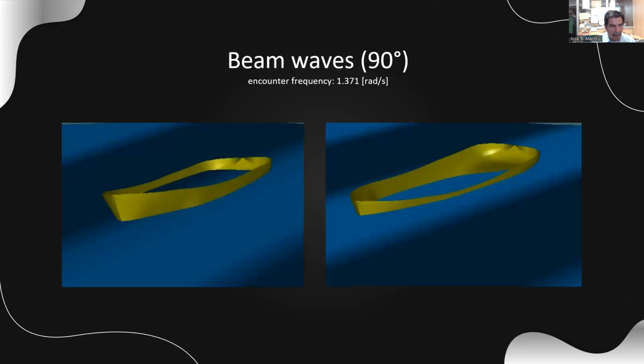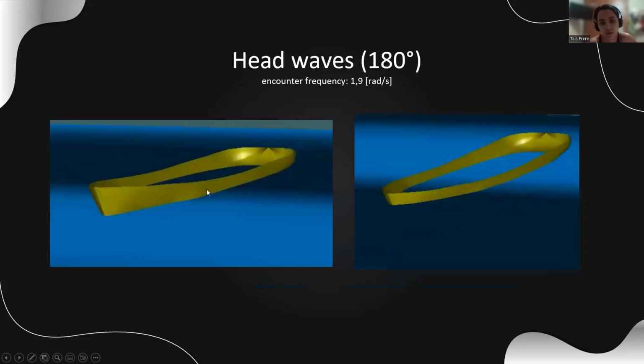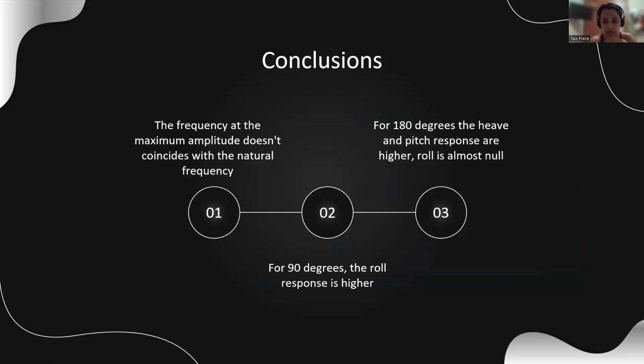Go on. Then we did the simulation and we considered the encounter frequency for the beam waves. Here are the pictures. And for the 180 degrees, we considered the encounter frequency for that angle. The picture is not really clear. And for the conclusions, we can see that the maximum amplitude doesn't coincide with the natural frequency, well, this for the rolling.